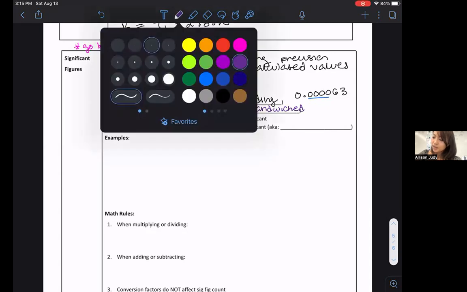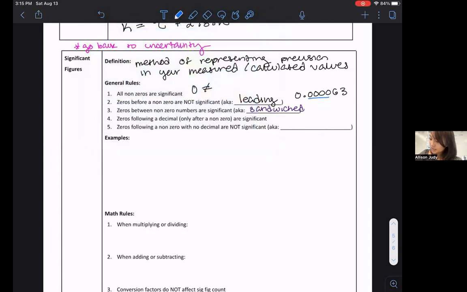So an example of that would be 6.007. This kind of serves as a double whammy example because it also shows a sandwich zero as well as the idea that after a decimal, those zeros count. So that's an example to go with rules 3 and 4.